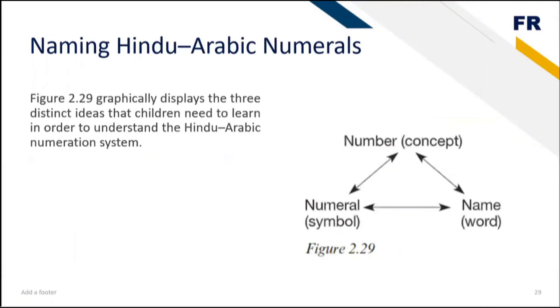So in figure 2.29, it graphically displays the 3 distinct ideas that children need to learn in order to understand the Hindu-Arabic numeration system. So the number is the concept. Then yung numeral, yun yung ating symbol. At yung name or yung word, yun yung ginagamit nila sa chant or yung chanting. Okay?